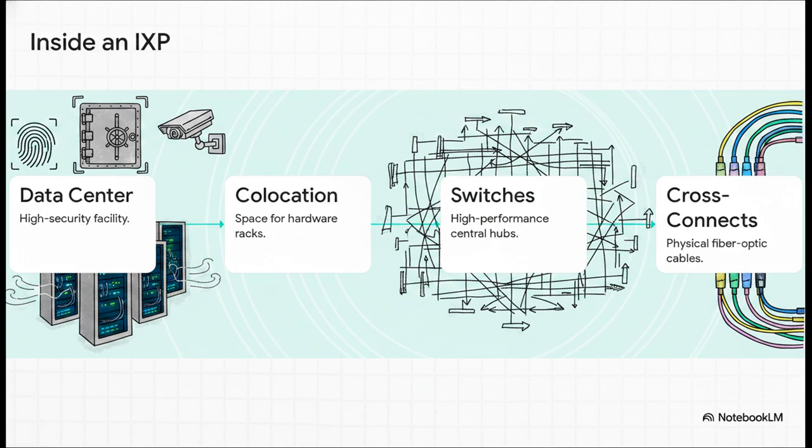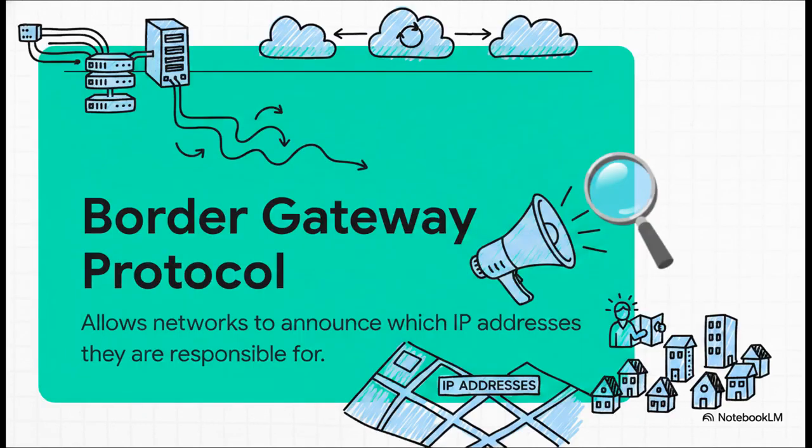These massive, highly specialized computers act as the central crossroads. And finally, you have the fiber optic cross-connects. These are the literal glass cables running from a network's router to physically plug right into the IXP's central switch. This is the exact physical spot where your neighbor's photo will cross paths with your internet provider. But here's the catch, right?